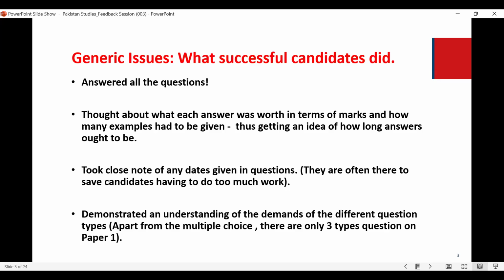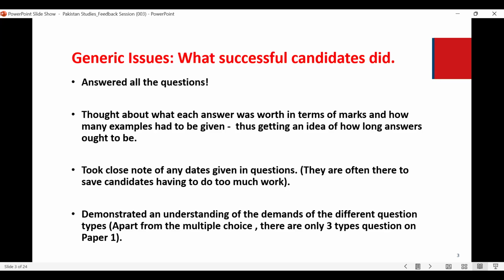They need to be highlighting any dates given in a question, because the dates are there to save candidates having to do too much work. Anything outside of those dates, no matter how good it is, will have to be ignored by the examiner, so that's just wasting their time. High scoring candidates also really demonstrated an understanding of what each question type required.